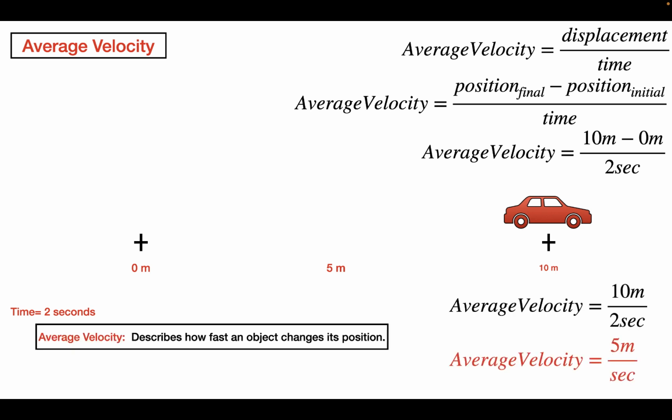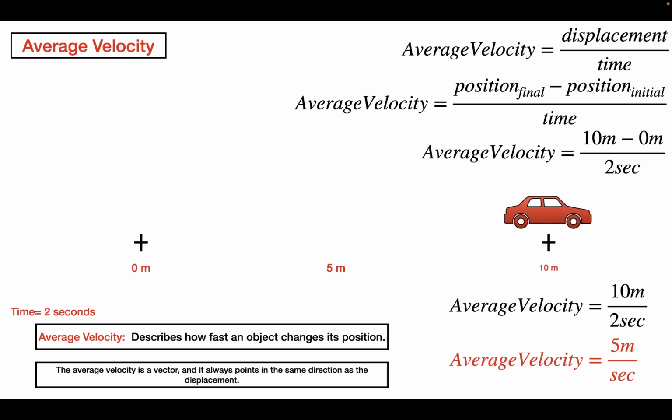So the average velocity describes how fast an object changes its position. Now, the average velocity is a vector quantity. This means it has both a magnitude and a direction. Now, the average velocity vector will always point in the same direction as the displacement.